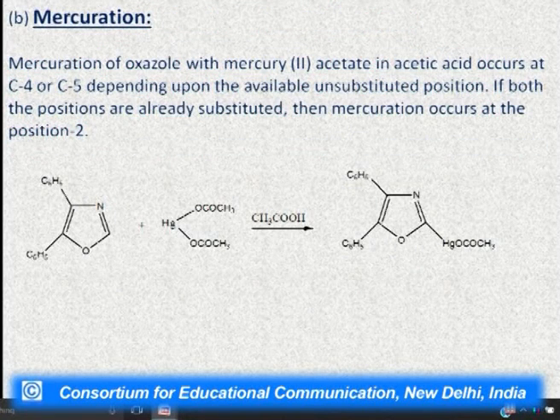The next substitution reaction is mercuration. Mercuration of oxazole with mercury(II) acetate in acetic acid will occur at C4 or C5, depending upon the available unsubstituted position. If both the positions are already substituted, then mercuration will take place at carbon number 2. Here we have taken 4,5-diphenyl oxazole, where the 4th and 5th positions are already occupied. It will react with mercuric acetate, and in this case the substitution will take place at carbon number 2 and we will get a 2-substituted oxazole.